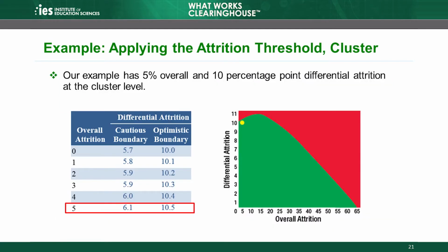Our example has 5% overall and 10 percentage point differential attrition at the cluster level. Using information from the WWC Standards Handbook, under the optimistic boundary for attrition, the maximum allowable differential attrition is 10.5 percentage points. Therefore, cluster level attrition is low, satisfying the requirement in Step 1.